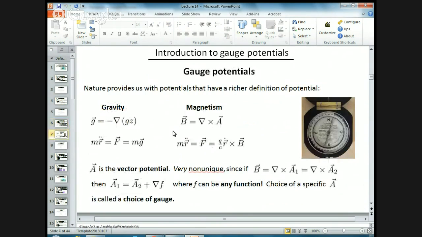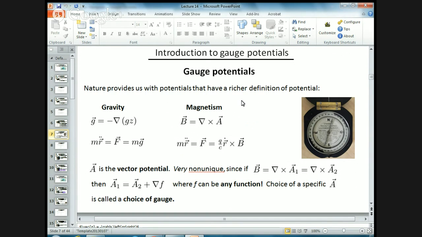Okay, so the subject of this lecture is gauge potentials. These are a form of potential of much richer definition than, let's say, the traditional scalar potential. Here's the acceleration due to gravity, g z, the gradient of g z. So you get the classical force equation, Newton's law, constant acceleration.